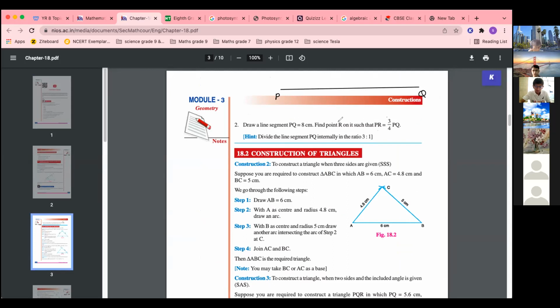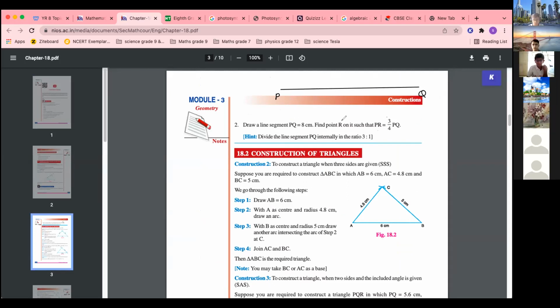PQ. Okay, now for PR, we have to find R such that R is somewhere over here. Let us suppose I made this rough line. P, Q, R is somewhere over here. So PR is 3/4. That means PR by PQ is equal to 3/4, right?